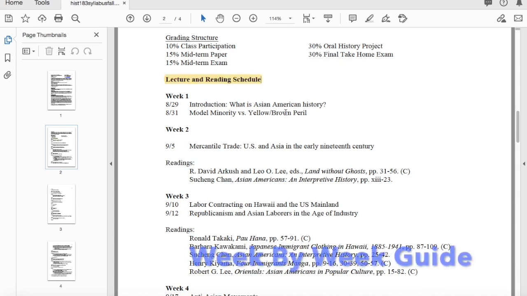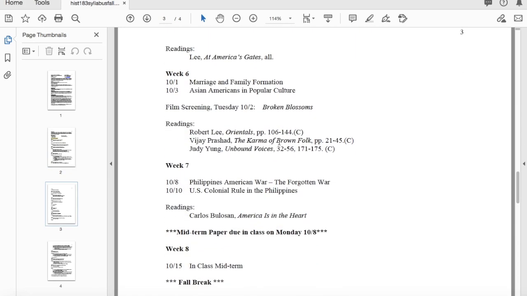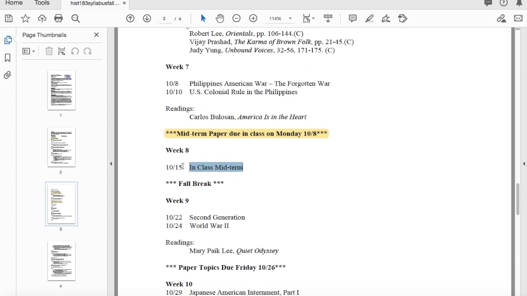This section provides a guide to the required readings for each week, as well as the topics and themes of a given segment of the course. Here, you can also find reminders for when assignments are due, if any assignments are due on a particular week. For this course, you can see there is a film screening in week 6, the midterm paper due on October 8th, and the in-class midterm on October 15th, and so on.